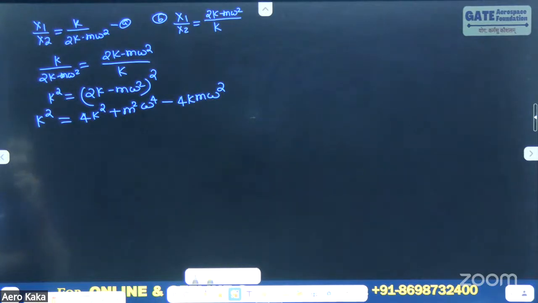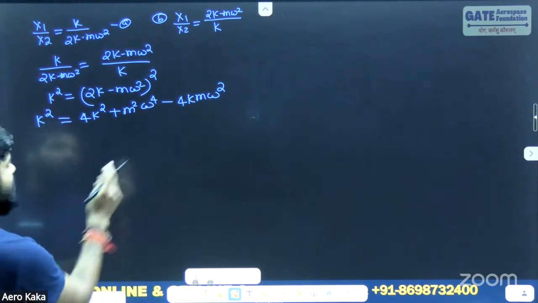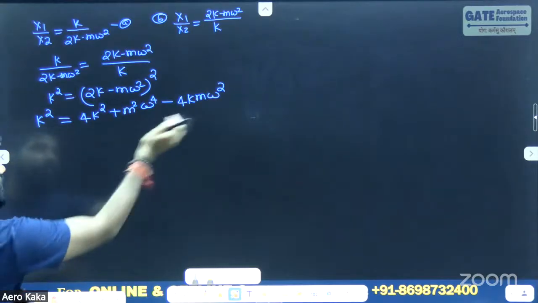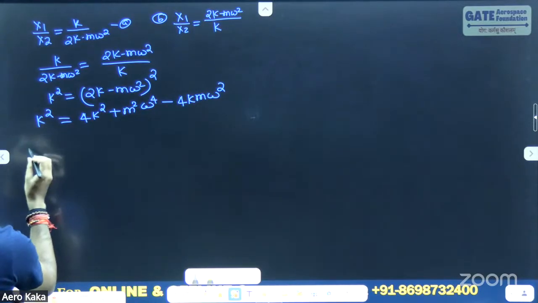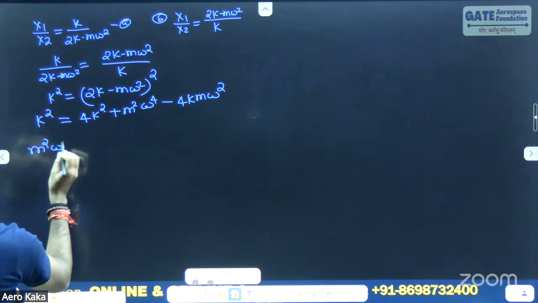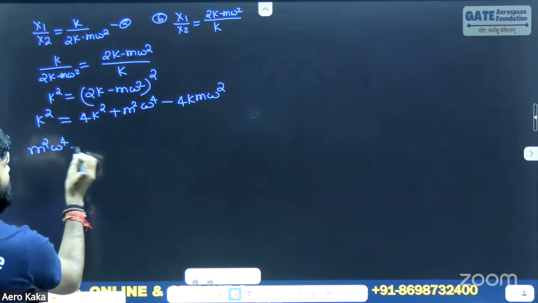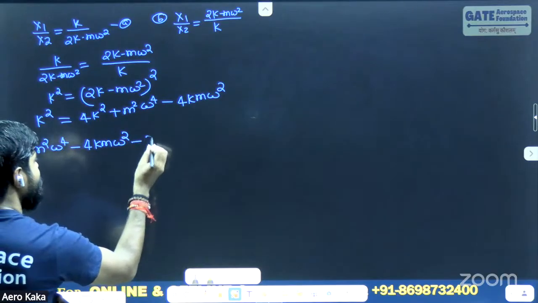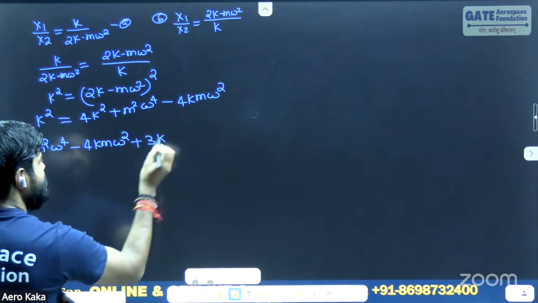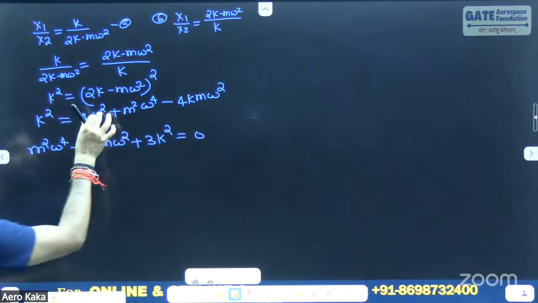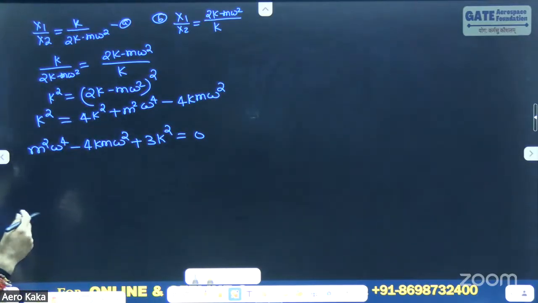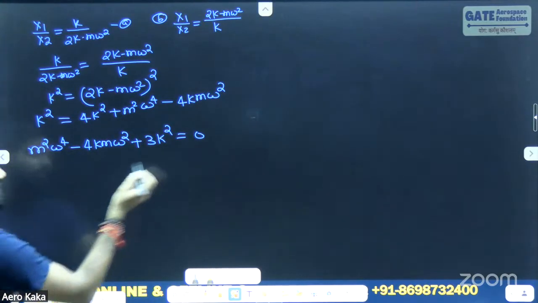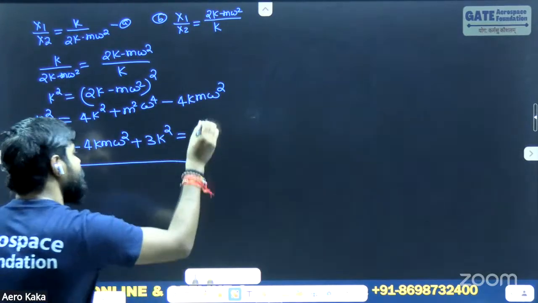2 to the 4 km omega square. So just simplify this. What can I write here? Take this k square to the right-hand side, and I can write here m square omega raised to power 4, minus 4 km omega square, plus 3k square is equal to 0. Why? 4k square minus k square is going to be 3k square. What is this? Simply we are getting the frequency equation.